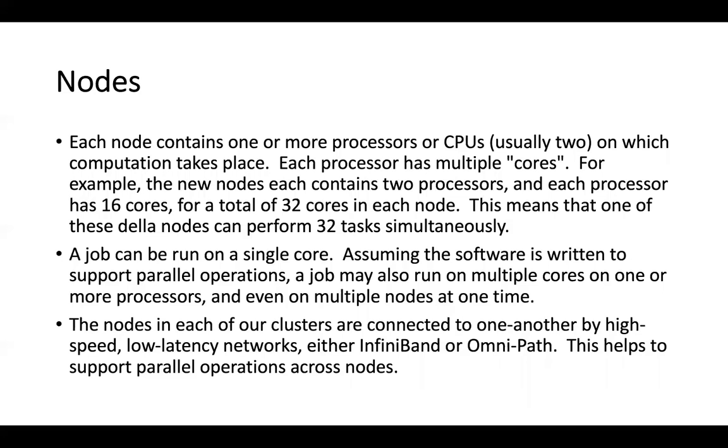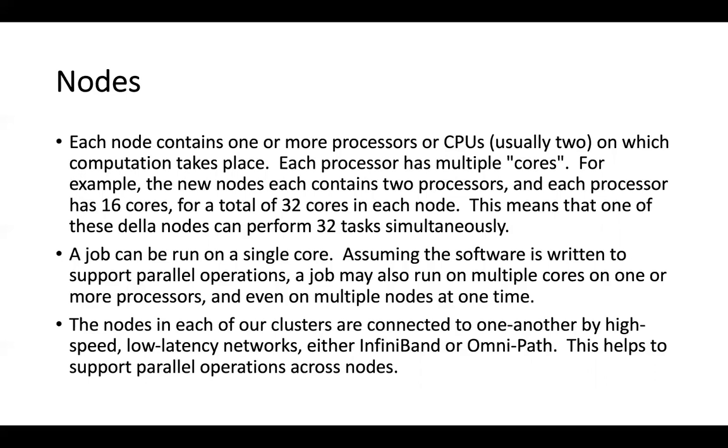Let's talk a little bit more about nodes. Each node contains one or more processors, like CPUs, on which the computing takes place. Each processor has multiple cores. For example, the new nodes each contain two processors, and each processor has 16 cores. So we have approximately 32 cores in each node.